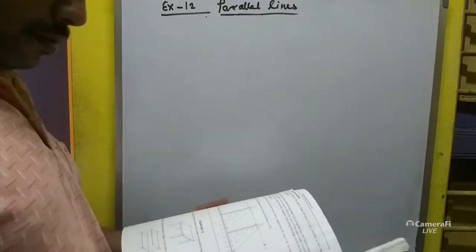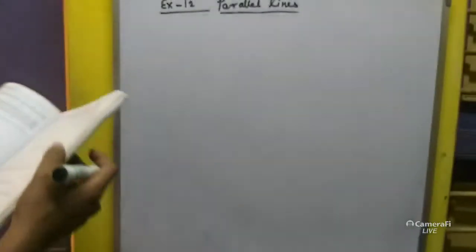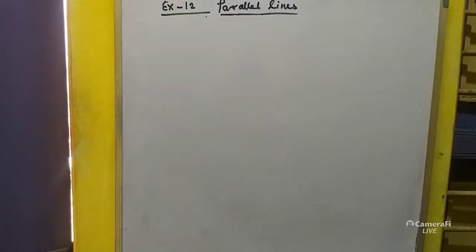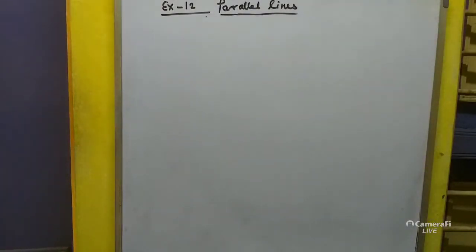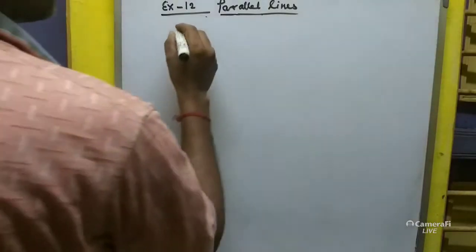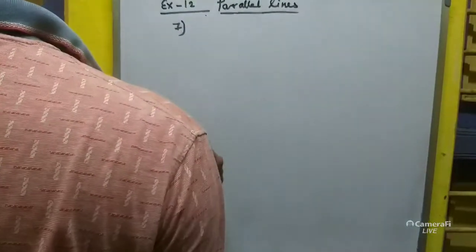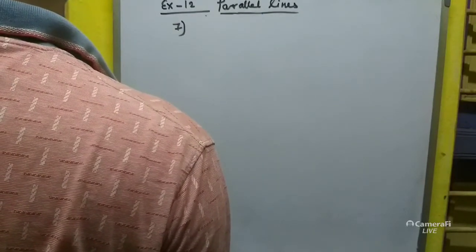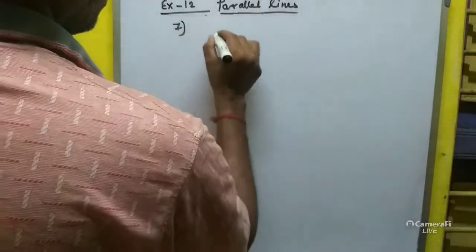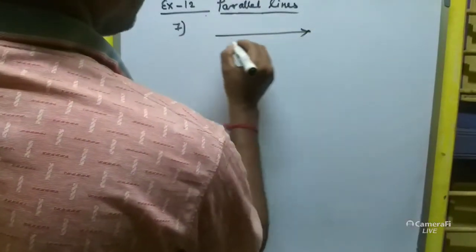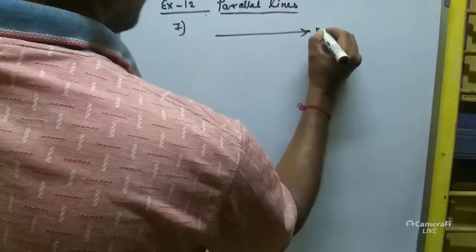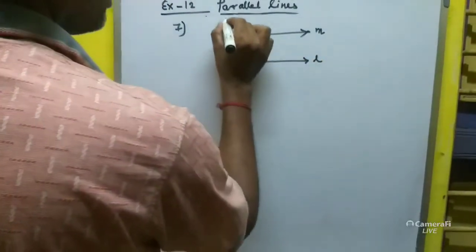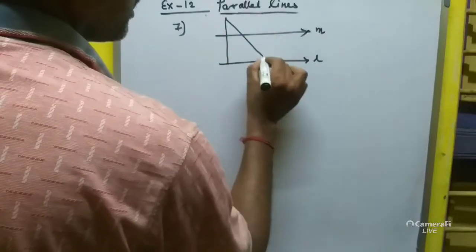Now next, number 7. Number 6 is already done. Now I will do math number 7. Look at it. Using the set square and ruler, test whether the lines are parallel. So with the help of a set square, it is very easy. This one is M and this one is L. So find out, put your set square in this way.